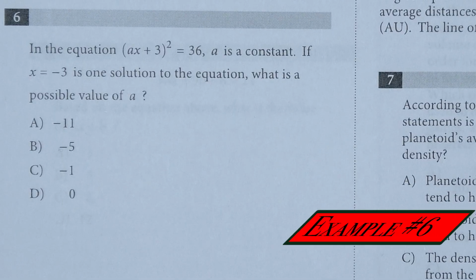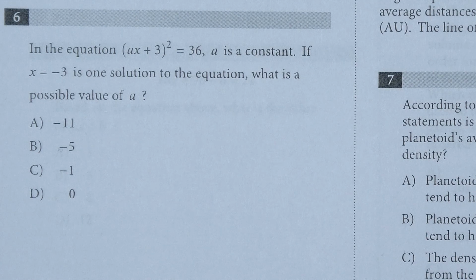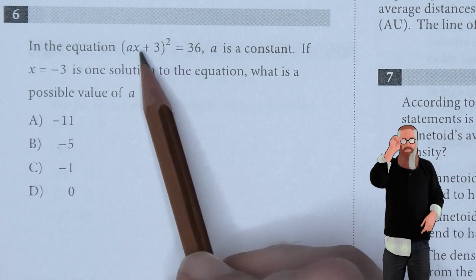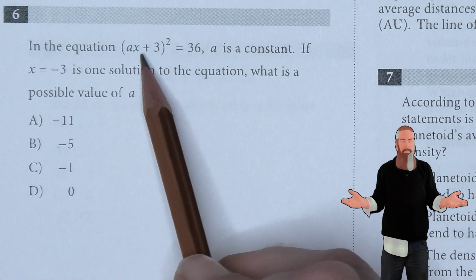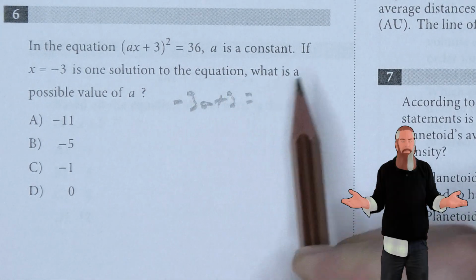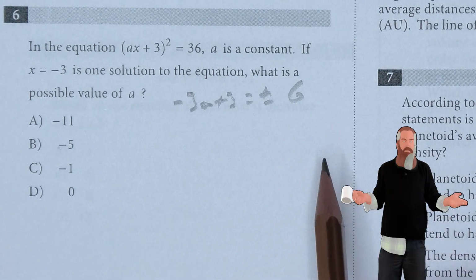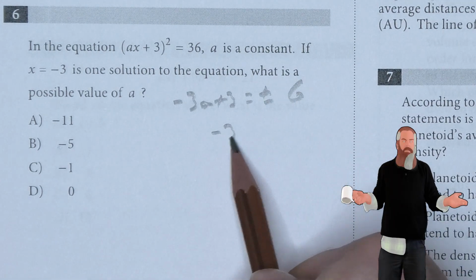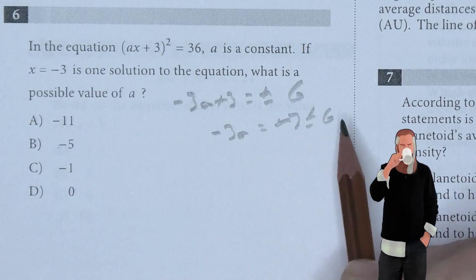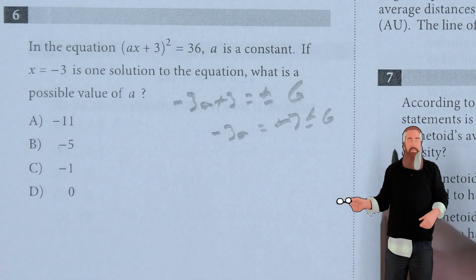In the equation, ax plus 3 squared is equal to 36, a is constant. If x is equal to negative 3, one of the solutions to the equation, what is a possible value of a? Let's start by taking the square root of both sides and substituting negative 3 in for x. This means I would have negative 3a plus 3 is equal to plus or minus 6. This would give us negative 3a is equal to negative 3 plus or minus 6. So at this point, we have really 2 answers.